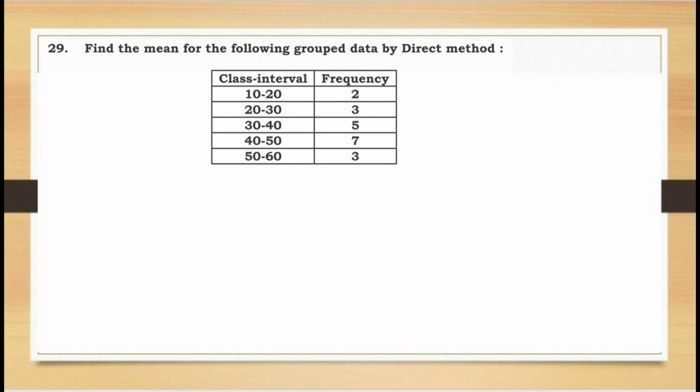29th question is, find the mean for the following grouped data by direct method. In this question they have given class interval and frequency, so we need to find the mean for this grouped data. For that, first we need to find the class marks of each class interval. We know that class mark equals (upper limit plus lower limit) whole divided by 2.